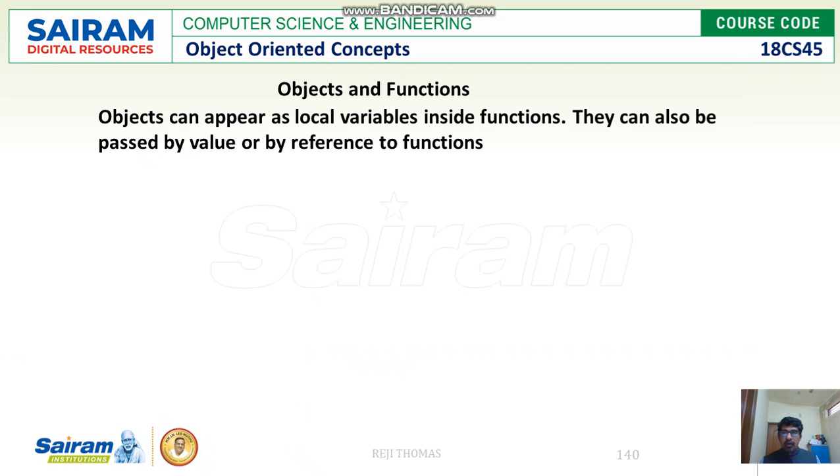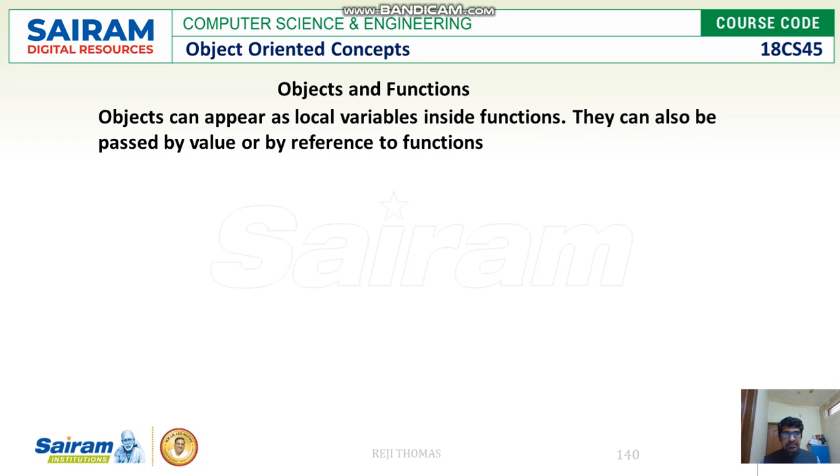Next is objects and functions. I hope you remember, objects are nothing but variables. It's a class variable. So which are the places where we can use a variable? In all the places we can use even an object. They can appear as local variables. They can be passed by value, or even they can be passed by reference. Let me repeat, objects are nothing but class variables.